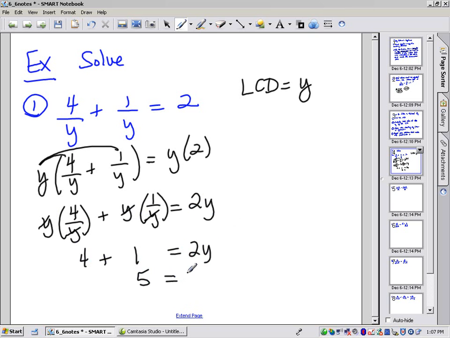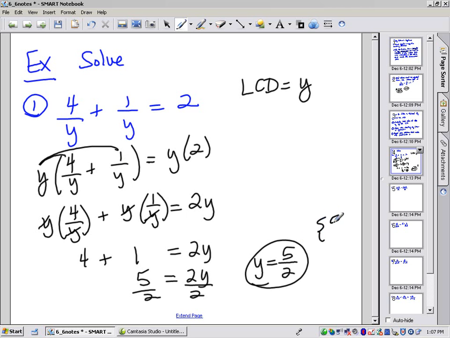5 is equal to 2y. So therefore we get, dividing by 2, that y is equal to 5 halves. Now notice that 5 halves does not make our denominator 0. The only value to reject would have been 0 itself. So 5 halves is acceptable in the solution set. Now you could of course plug that value in to see that you get a true statement.